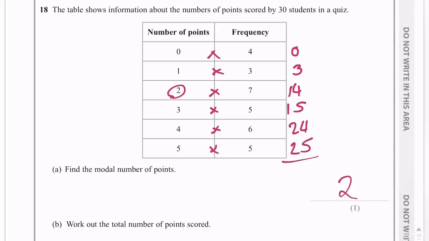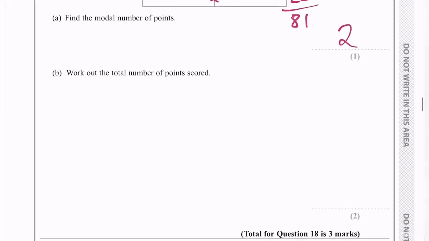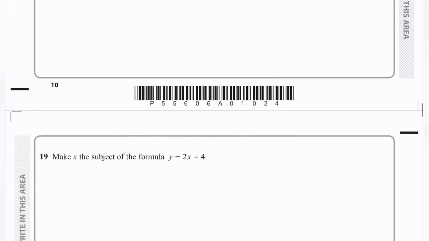And if we add them all up, that's going to give us the total amount of points there. So 25 plus 24 plus 15 plus 14 plus 3 gives us 81. And we don't need to add the 0 in, do we, for this one? So 81. So our total amount of points scored there is our 81. On to the next one.